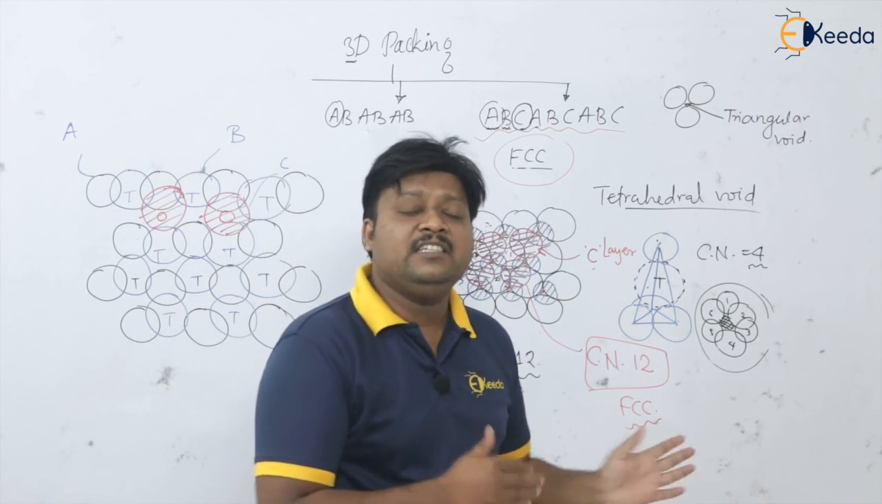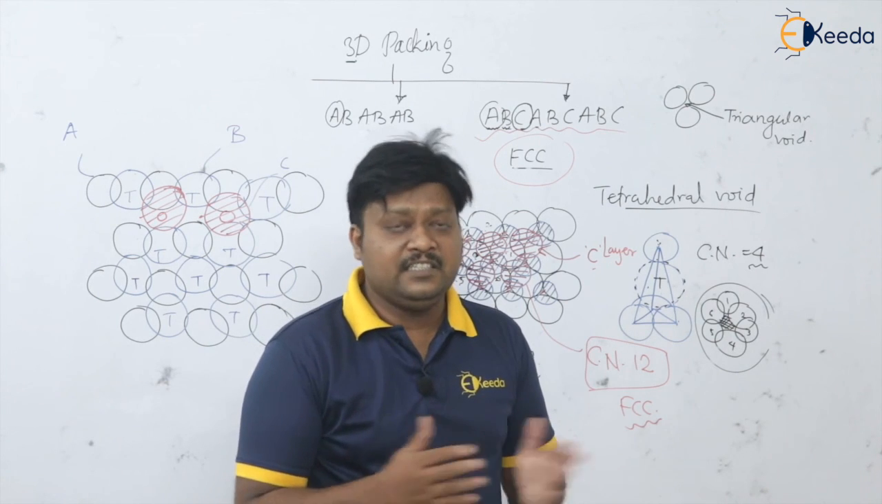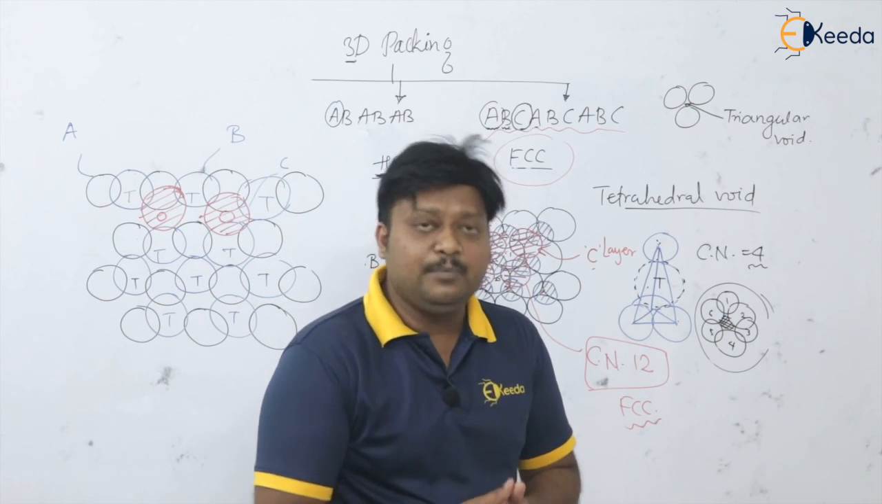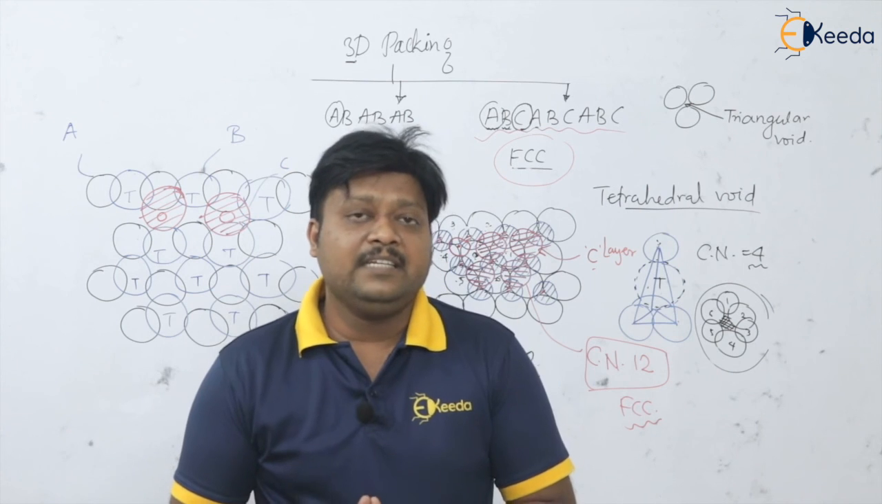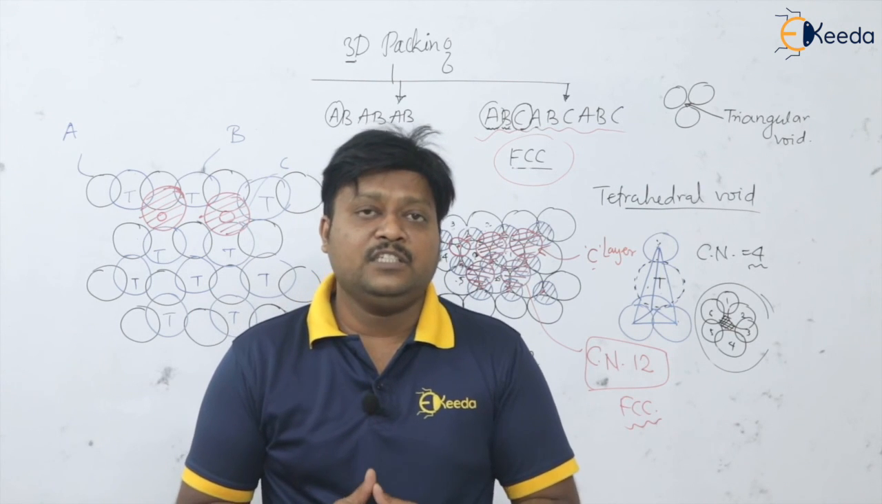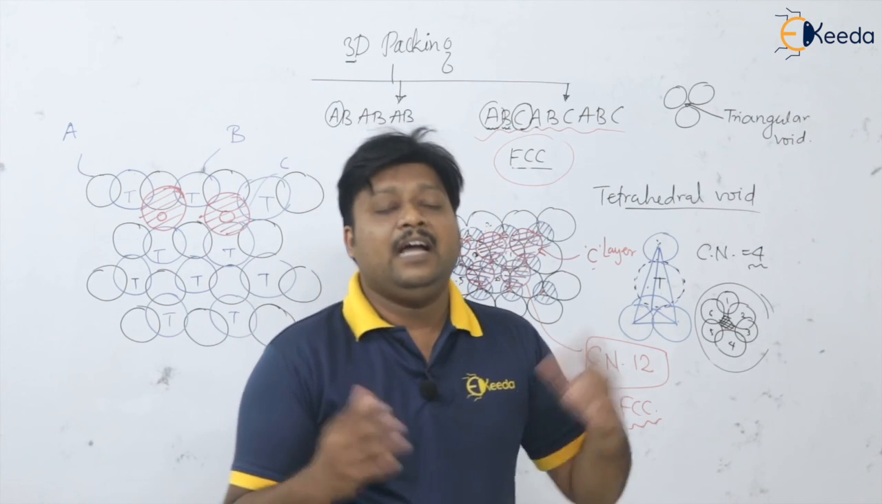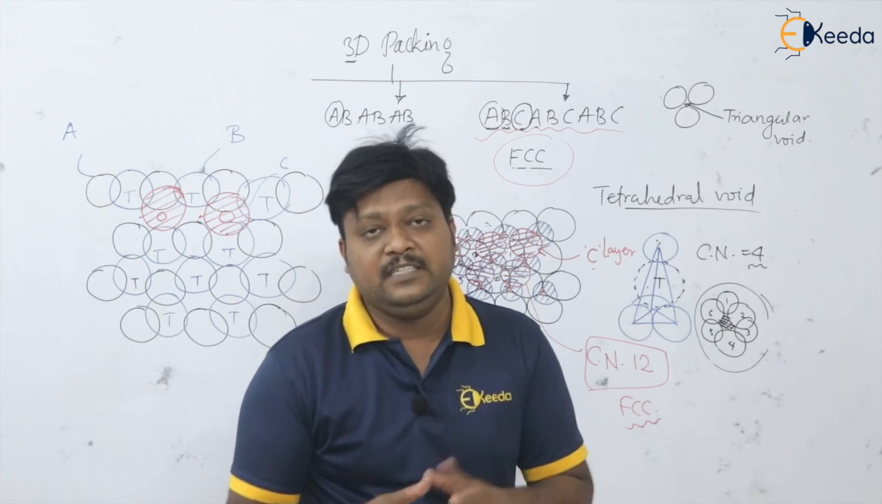Now just now we saw that in 3 dimensions we have sequences where 3D square packing is there. For 3D square packing, what is the coordination number? It is 6, and for HCP and FCC it is 12.